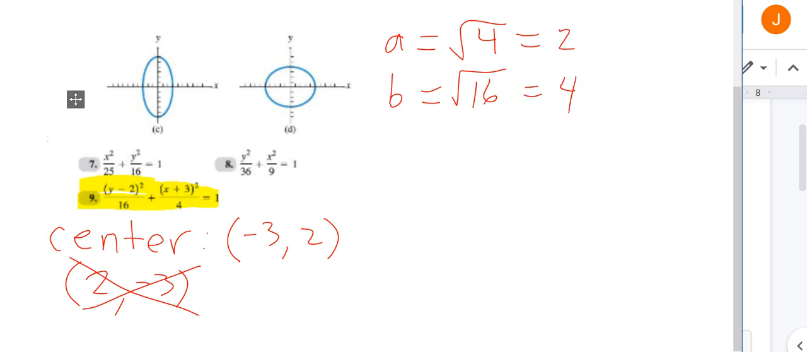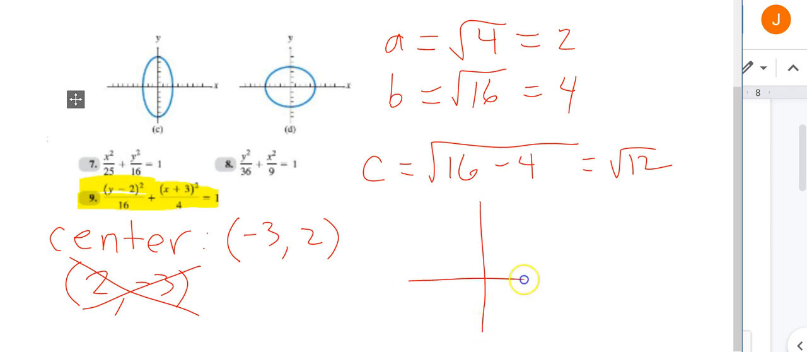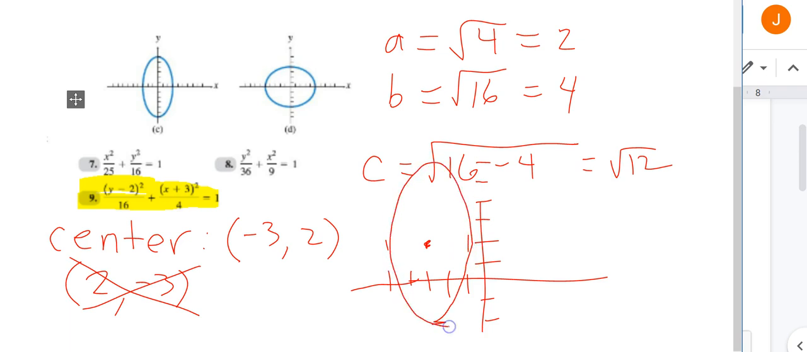Okay, so now we got A and B. Stay with me. C, the square root of 16 minus 4. That's square root 12, but I didn't really need that because they were just asking me to graph it, right? Okay, so I need left 3, up 2, and it's got to be 2 units left and right, 4 units up and down. 1, 2, 3, 4. So it's going to be more of the taller, skinnier variety.